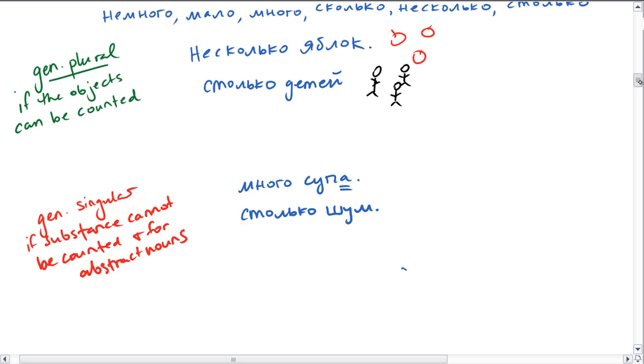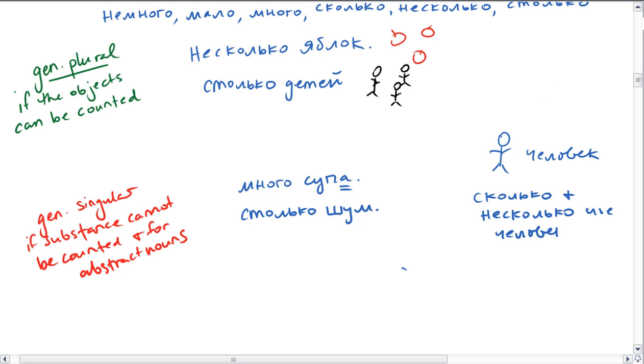So with the same idea, the word for people is a little bit particular. So we've got a person, right? So человек. So after the words сколько and несколько, you use the word человек. And after the words много and мало, use людей.